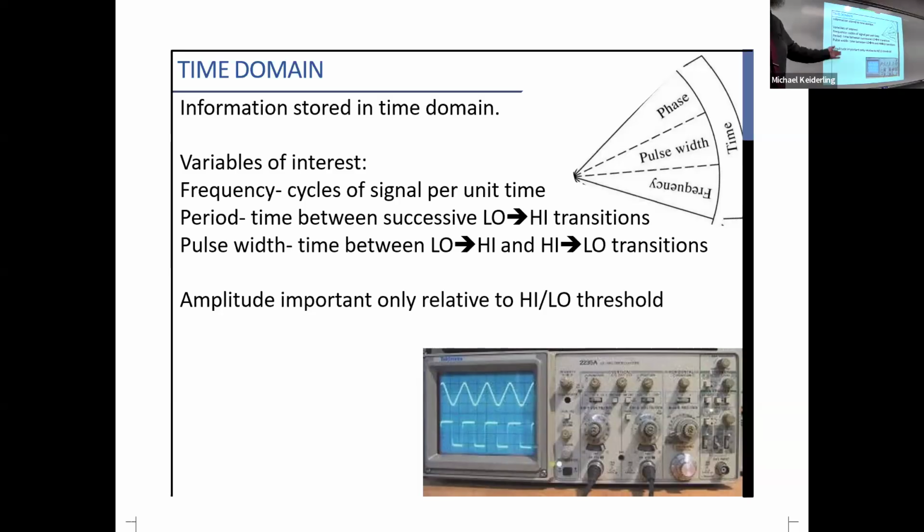So modern dimmer switches work by rapidly pulsing on and off, but changing how much of the pulse is on and how much of the pulse is off. And for time stuff, the amplitude is really only important relative to the high-low threshold, the transition.